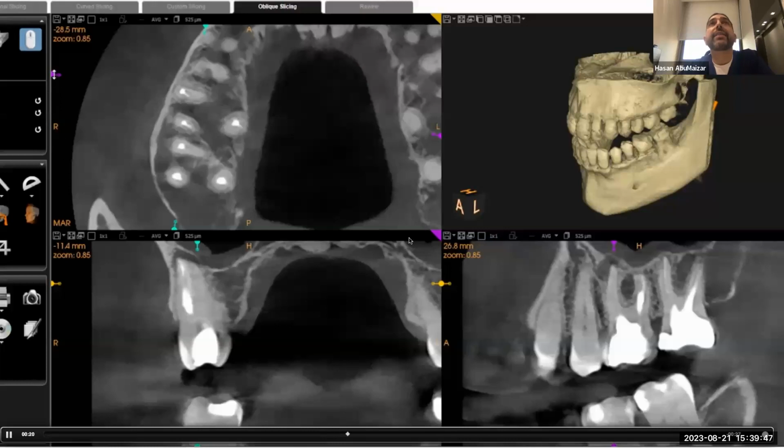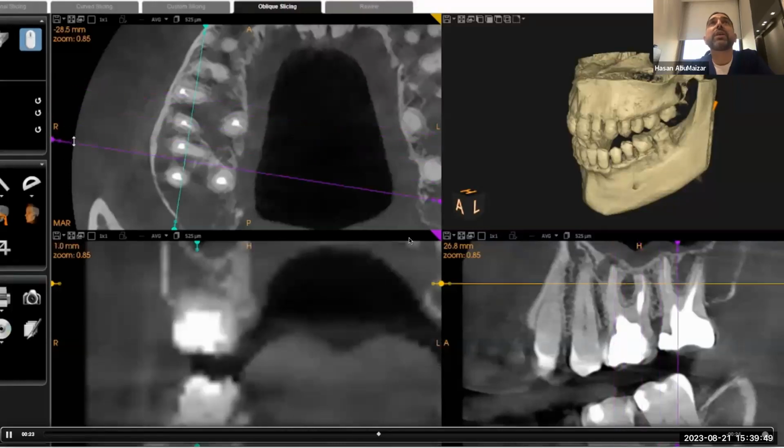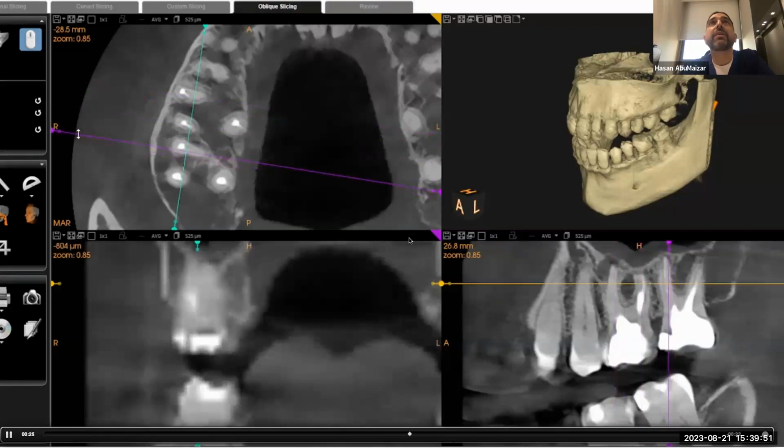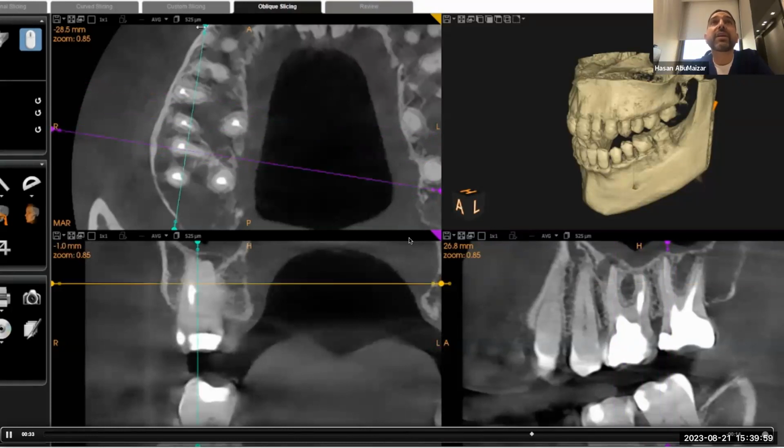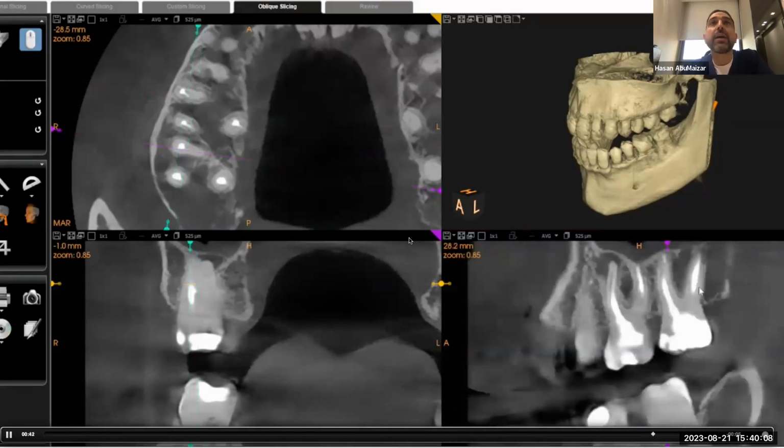we can see that the mesiobuccal root in both the 6 and the 7, the first and second molars, is oval in shape. We can see on the axial view that there is another canal over there. And sometimes we don't see the canal, but we see that the guttapercha is not centered, and by that we can know that there is another canal in that root.